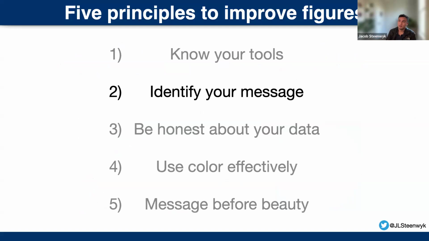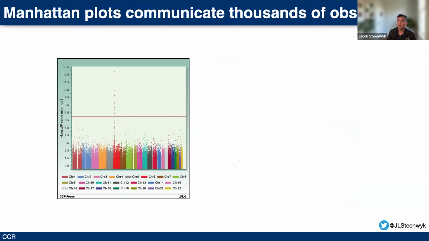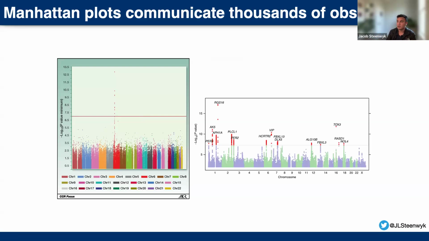Okay, and then point number 2, identify your message. Another common plot that we see in biology is the Manhattan plot. They communicate thousands and thousands of observations across the genome. But if you're trying to communicate what this single peak here is, there are other ways to bring visual attention to just this peak or just significant peaks via a Manhattan plot, as well as removing extraneous information, which is shown on the bottom here. I think this could just be condensed into chromosomes along the x-axis.